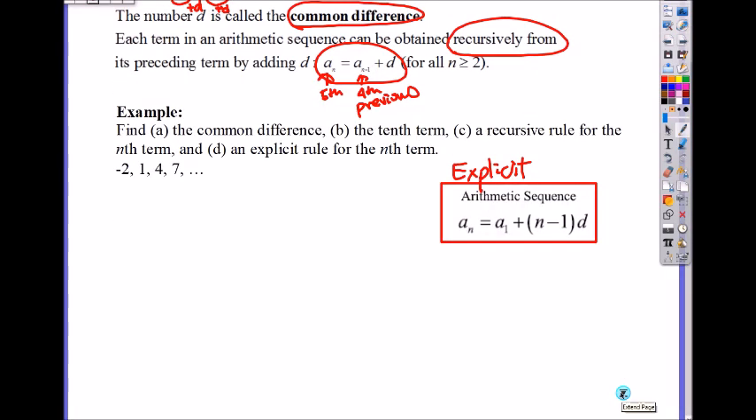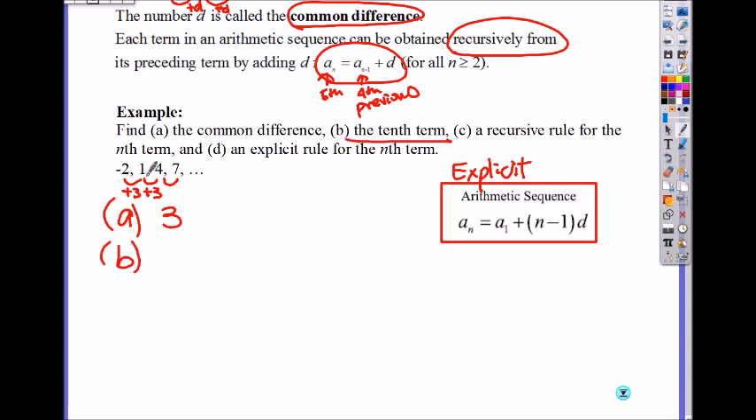A, find the common difference of this sequence. What are we doing each time? We're adding 3 each time, right? So what's the common difference? 3. What if the number is decreasing? Then the common difference will be a negative number. Okay? B, what's the 10th term?